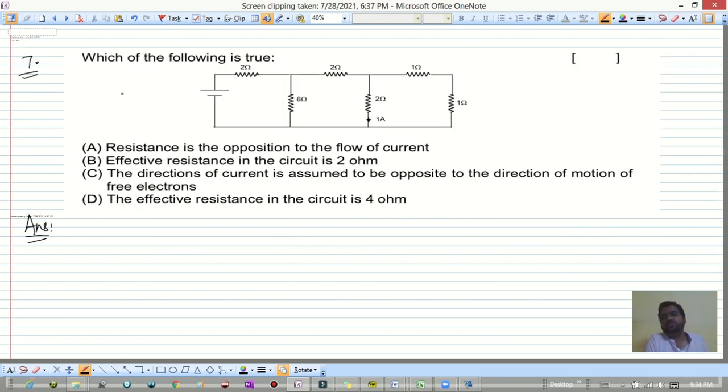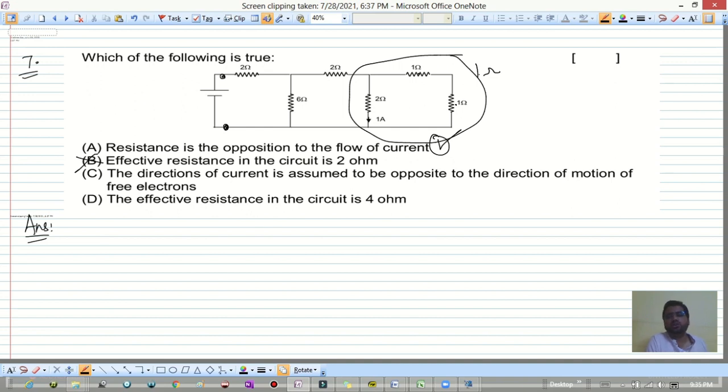Sure. The next question, in the seventh question, we have which of the following is true? Okay. Resistance is the opposition to the flow of current. Yes, true it is. Resistance is what? Opposition to the flow of current, isn't it? True. Effective resistance in the circuit is 2 ohm. So we'll calculate effective resistance across this. So this is 1, that means 2. So this 2 is in parallel with this 2. We'll get 1. So this total we have is 1, 2, 3. 3 parallel with 6, 2. 2, 2, 4. So this is wrong.